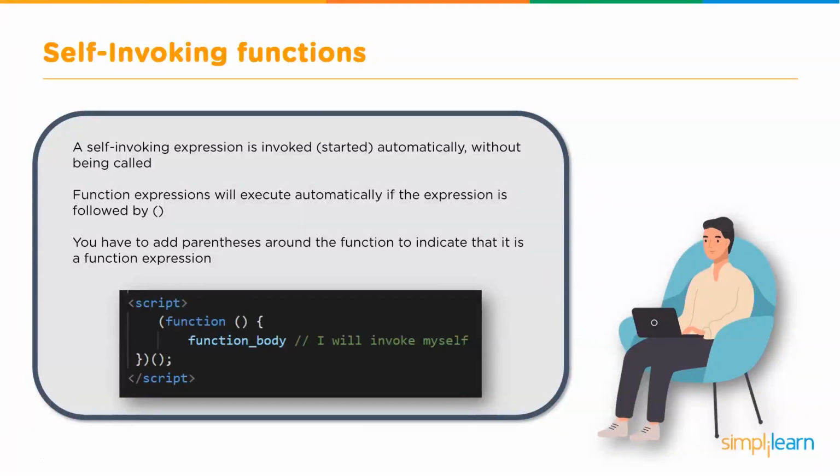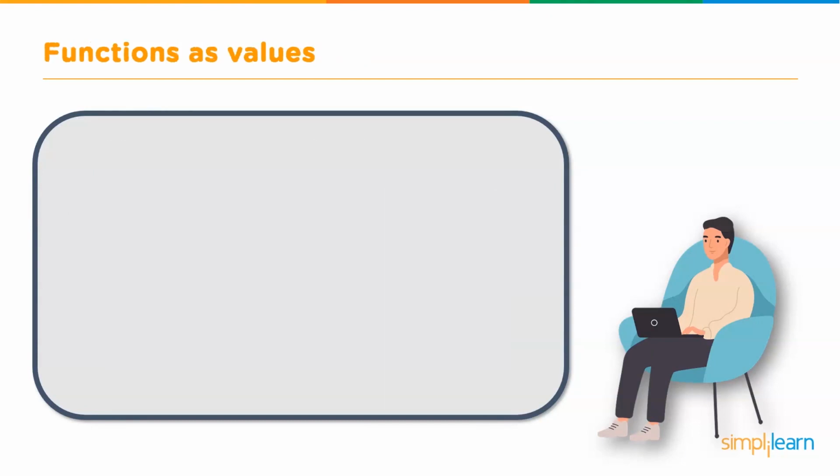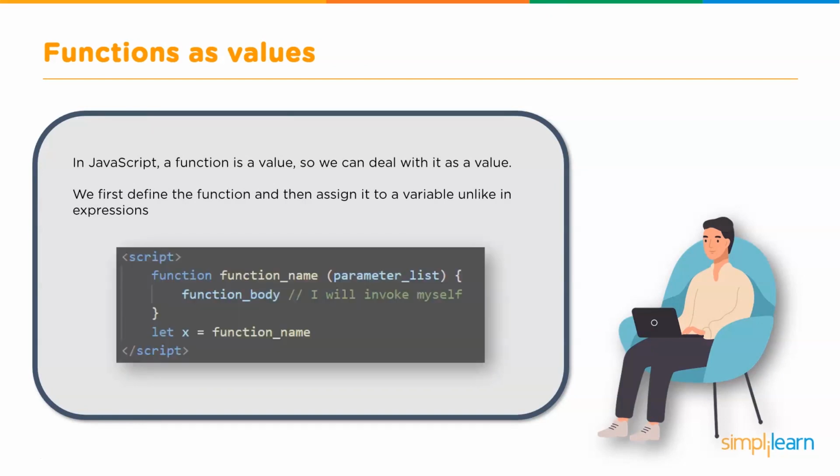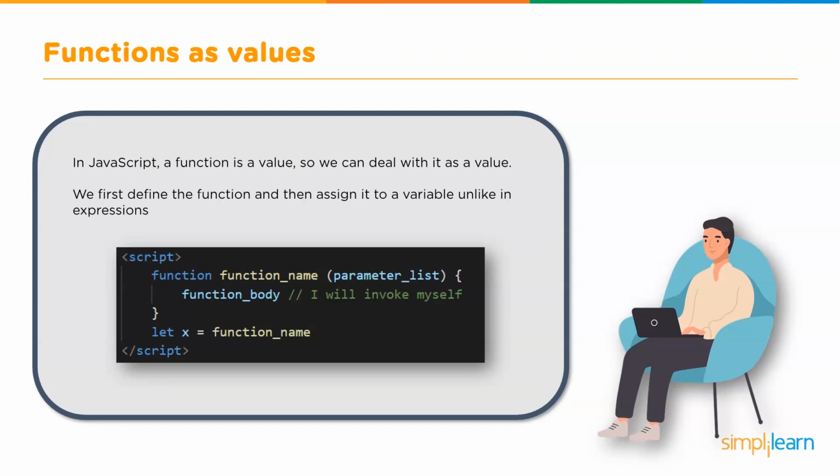Now let's go ahead and look at functions as values. Now in JavaScript, a function is basically a value. So we can deal with it as a value. Now here is a simple syntax. If you closely look at the syntax, you might think that this is same as function expressions. Well, no. In this case, what we do is we first define the function and then we assign it to a particular variable. But in the case of expressions, the function definition was defined during the initialization of the variable, right? And also we had to specify the parentheses in order to call the function.